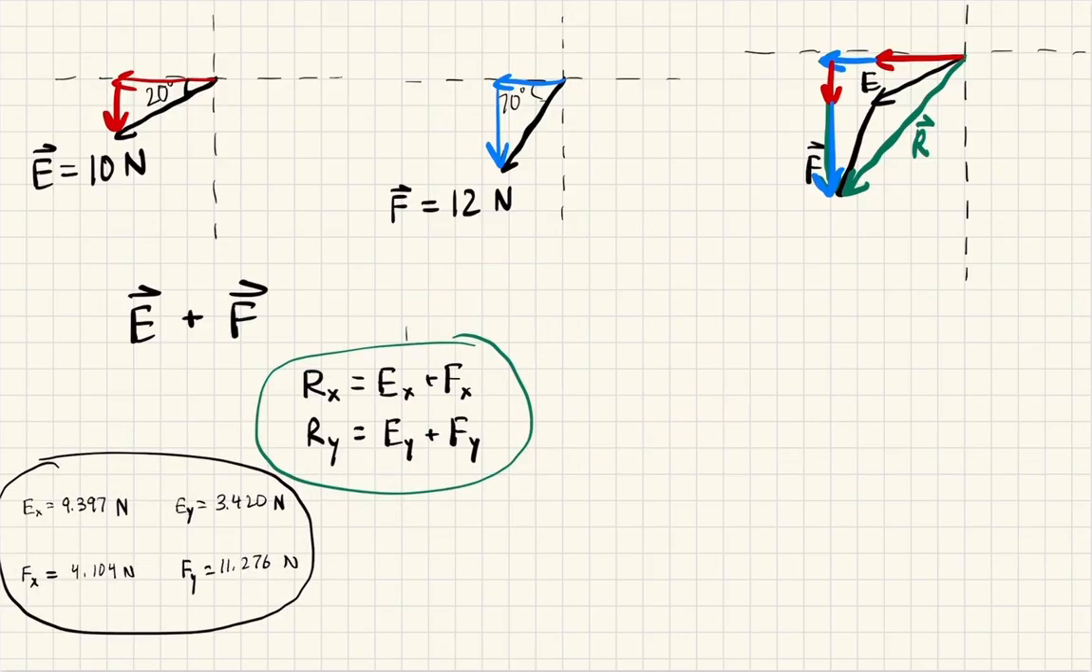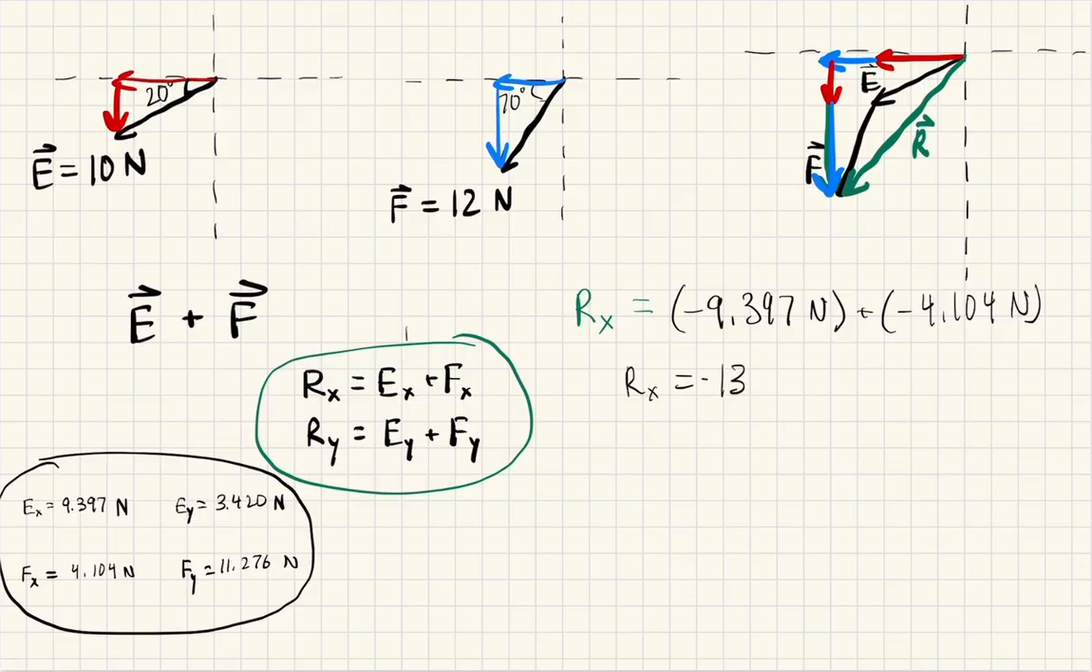So let's go ahead and find the x component of our resultant vector. Now, one thing we have to note is that both the x components of vector E and vector F are going to the left, in the leftwards direction, which is the negative direction. And so in this case, instead of just 9.397, which is the magnitude, we have to put negative 9.397, plus negative 4.104 newtons. And that gives us negative 13.5 newtons for the x component of the resultant vector.